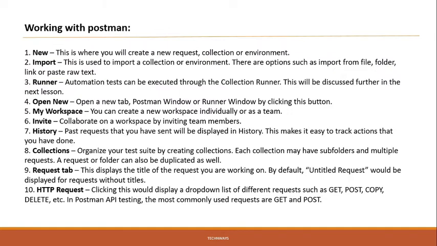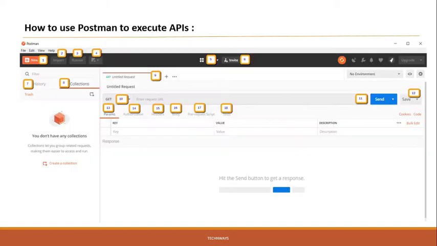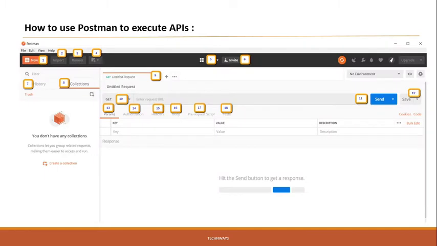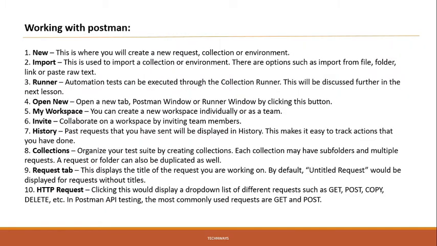The third thing is Runner. It's basically used for automation testing. If we have some collections created, and some automation test cases created inside Postman, we can use the Runner for running the automation. Open New Tab. Basically it's opening a new window in Postman for running the automation test cases.